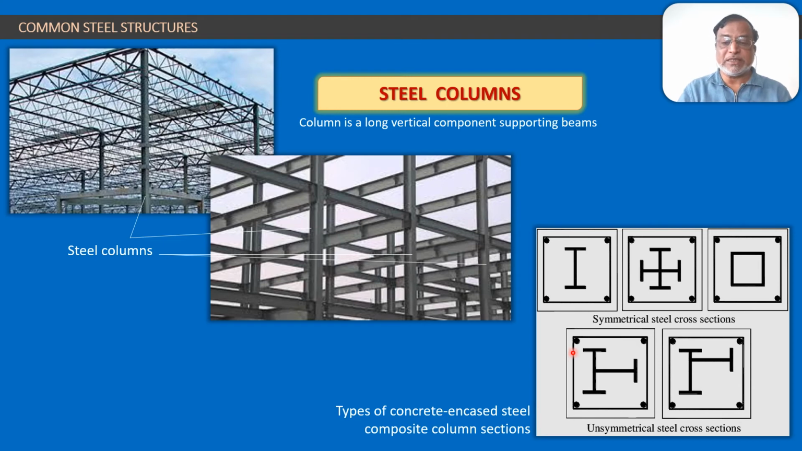In all these five cases, you are having column sections which are not made up of a single standard section, but it's a combination of different standard sections, and that is why we call these composite columns. So these are types of concrete encased steel composite column sections. On the outside you see a rectangle for every section. That outside rectangle indicates concrete encasement. That means the steel column is inside, but it is encased or covered by concrete from outside. So these are a few varieties of steel columns.